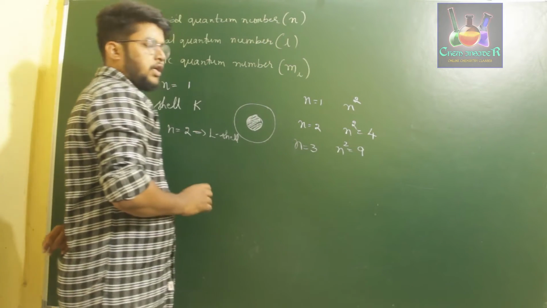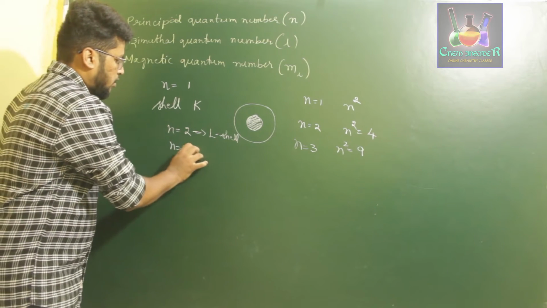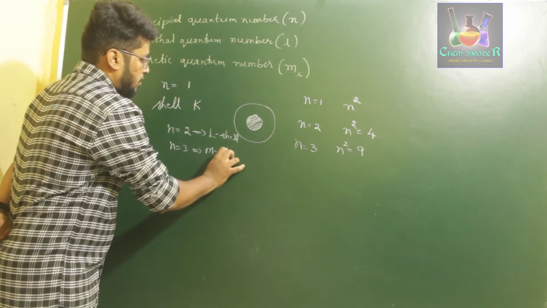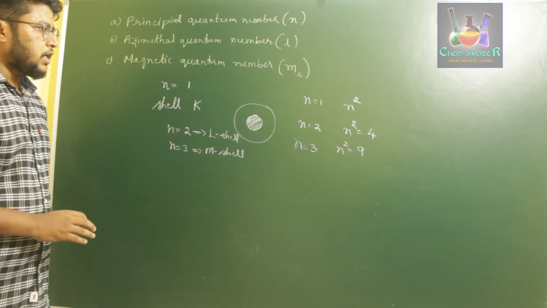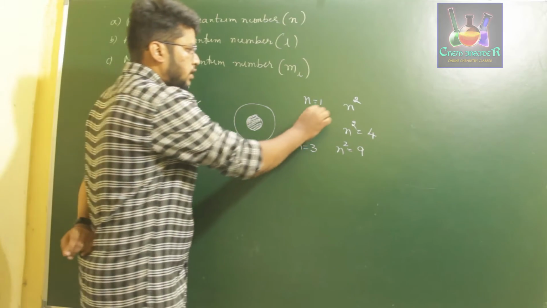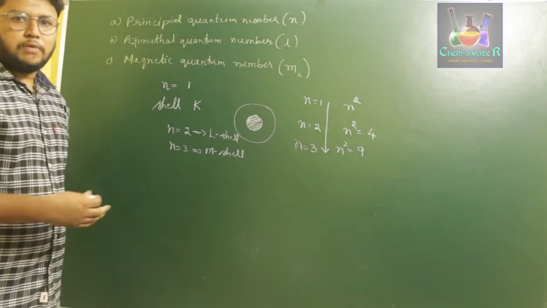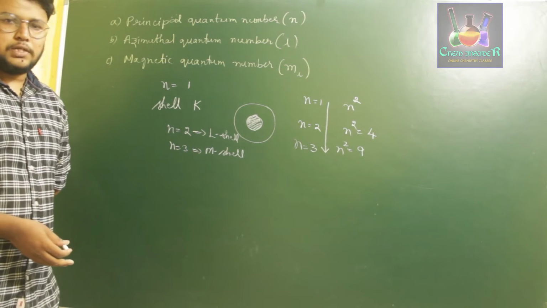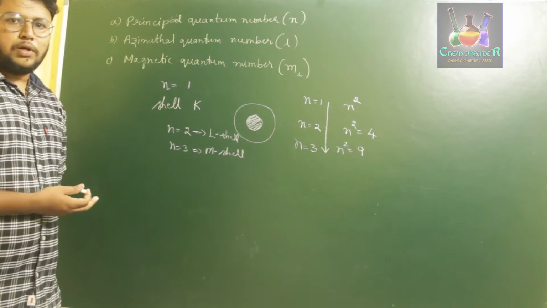So therefore, for n equal to 3, we come across the M shell. This M shell has 9 orbitals. Clearly, if you observe over here, with the increasing value of n, there is more and more number of atomic orbitals present. So if the n value increases, more will be the number of atomic orbitals.